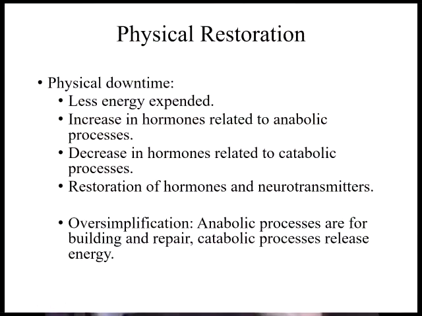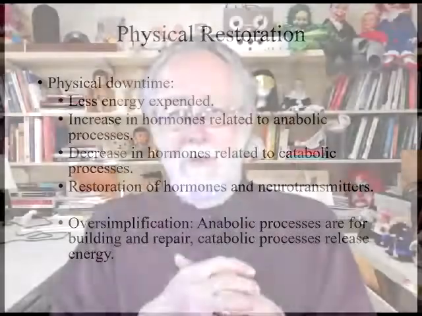So a couple things going on here. We have an increase in hormones related to anabolic processes, a decrease in the hormones related to catabolic processes, restoration of hormones and neurotransmitters. We're going to hit a couple of those specifically later. So as it says in the slide, I'm oversimplifying this just for the sake of what we're talking about here. When we talk about the anabolic processes, we're talking about things that help build and repair or generate. Catabolic processes, essentially for our purposes, are the ones that release energy.